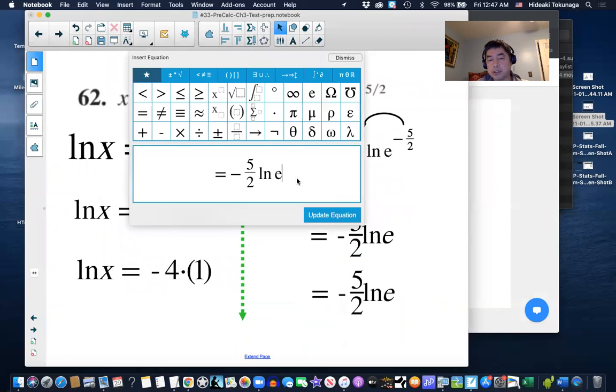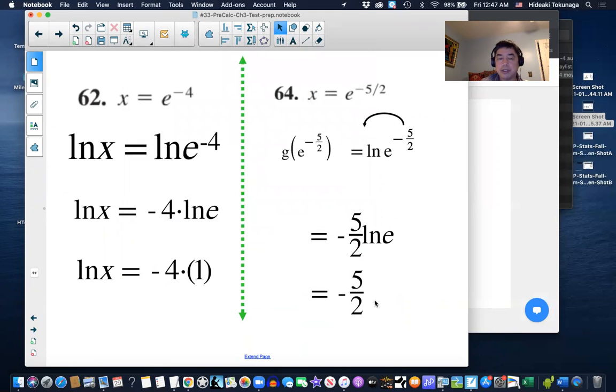Yeah, this is a process you have to know. So this is a non-calculator question. Yeah, so this is the answer. This answer is negative 5/2. All right, next question.